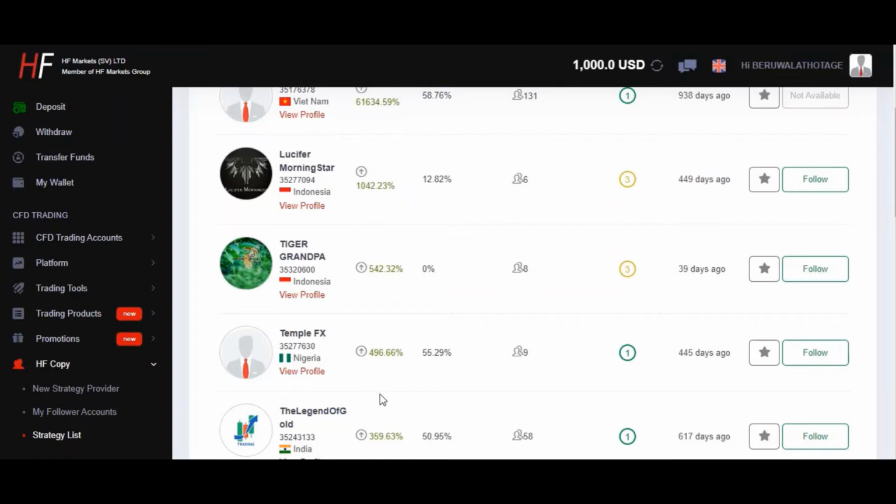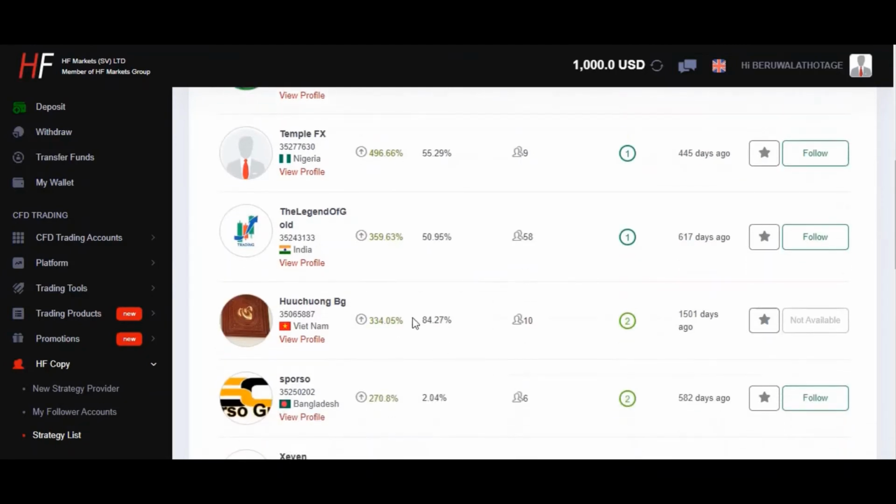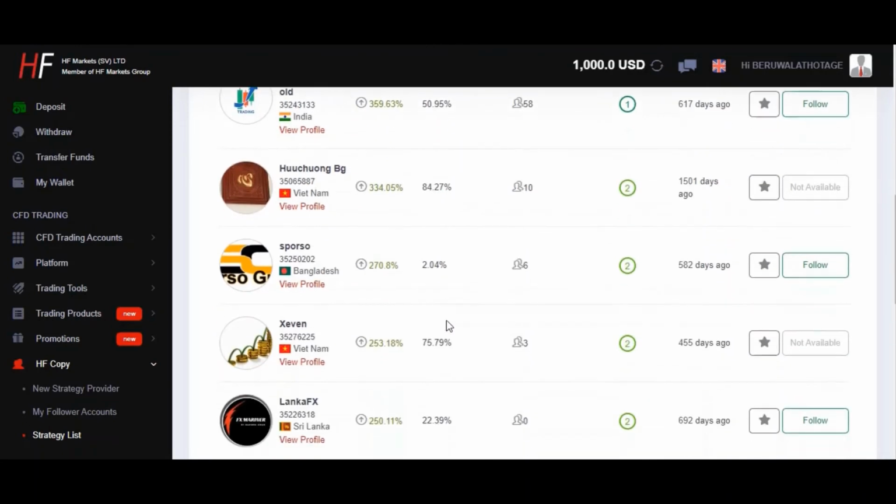almost 500%, but the danger is he also has a huge drawdown. Number of followers okay, stability score okay, number of days okay, and his problem is high drawdown. Okay, the next person also has high drawdown, we can leave him. And this person has a very high drawdown. You should never follow this kind of person.